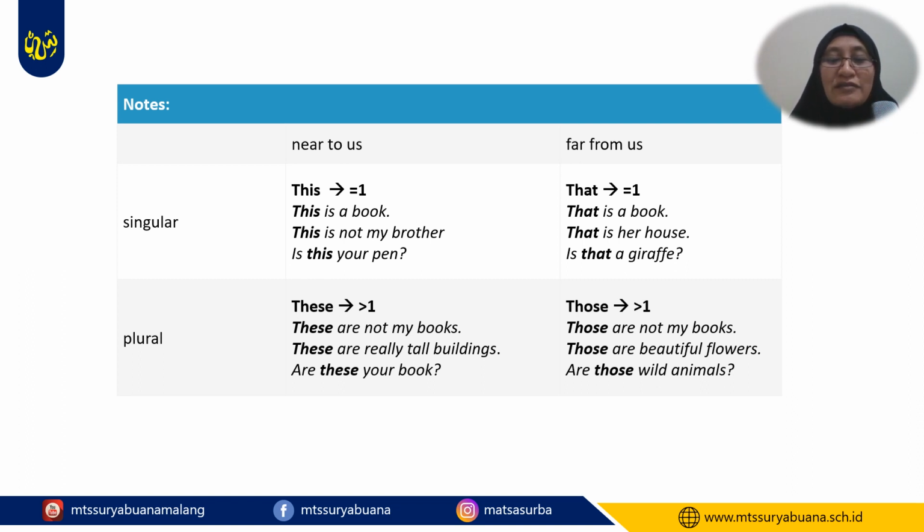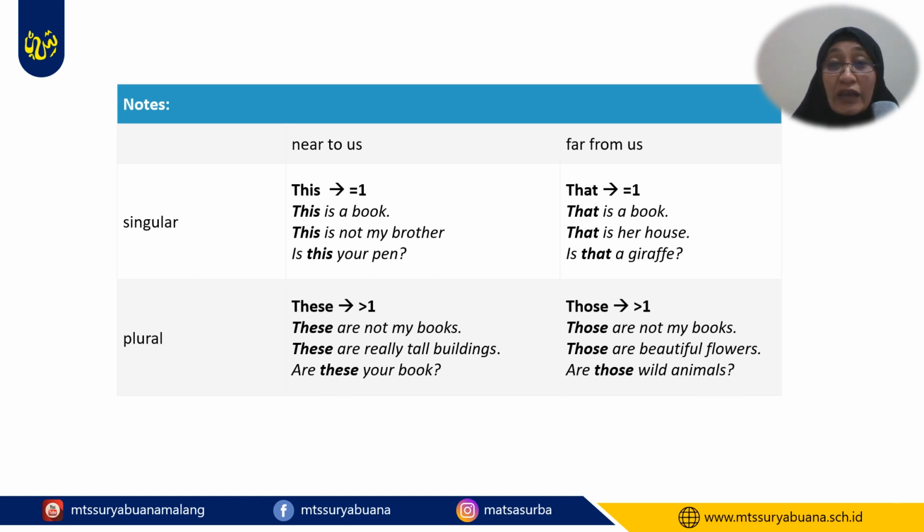Right, so now look at this. When the subject is near to us, we can use this for singular and we can use these for plural. And when the subject is far from us, we can use that for singular and those for plural. Okay, so look at this. This is a book. Means that the book is near. This is not my brother. Is this your pen?